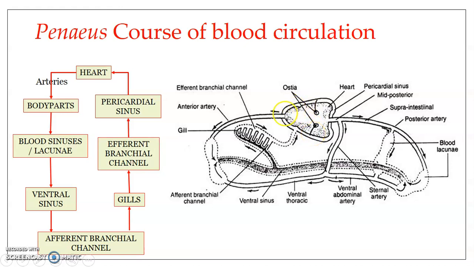Now, as already mentioned, the heart gives off many branches. Anteriorly, it is the anterior artery. Posteriorly, it is the mid-posterior vessel. This mid-posterior vessel gives off branches, the supraintestinal artery, as well as this one, the sternal artery. Okay, so at various parts of the body, these vessels which take blood from the heart branch and rebranch, and finally these branches end up in what is known as blood lacunae. You can see here all these are ending up in blood lacunae.